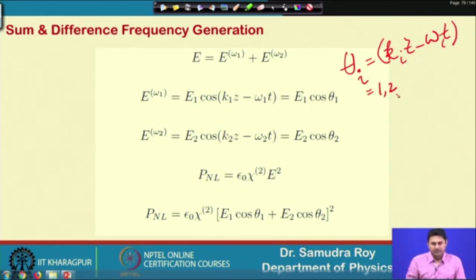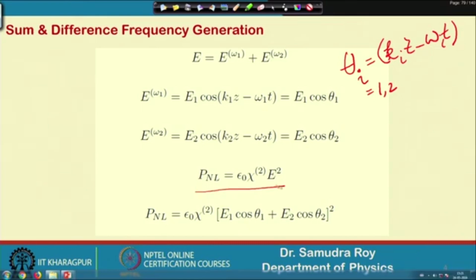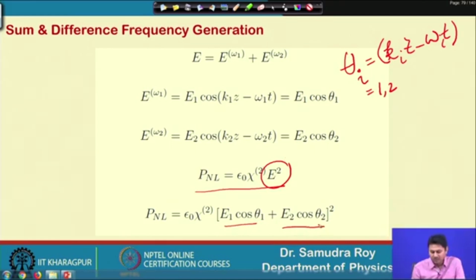Okay. The next thing is now P nonlinear. So, P nonlinear is again epsilon 0 chi 2 E square. So, when it is epsilon 0 chi 2 E square, this square term is basically nothing but (E 1 plus E 2) square of that thing. So, P nonlinear is epsilon 0 chi 2 and then the sum of two electric fields and square of that. So, here it is epsilon 0 chi 2 times E of omega 1, if I write in a compact way, plus E of omega 2, square of that.